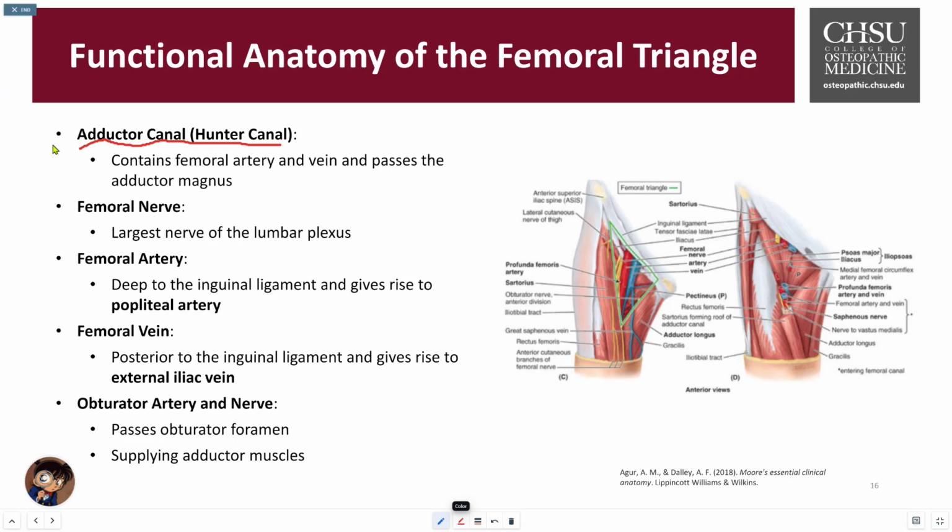It should be noted that the femoral nerve, even though it is not directly in the canal, is the largest one and is key for thigh function. The obturator artery and nerve pass through the obturator foramen, and that then supplies the adductor muscles.